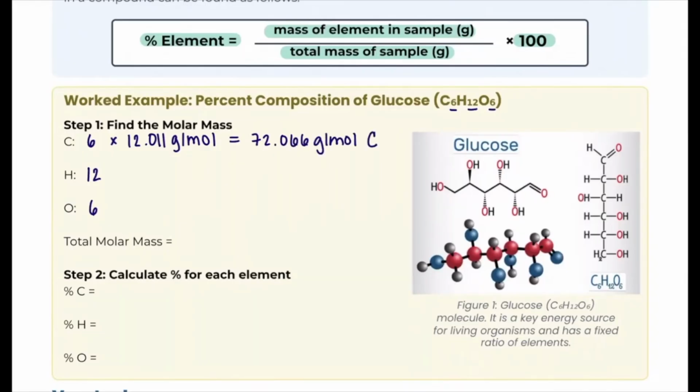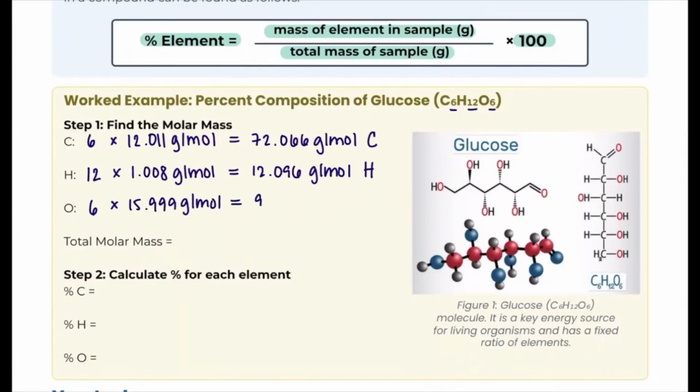On the periodic table, the molar mass of hydrogen is 1.008 grams per mole multiplied by 12 hydrogens, and we end up getting 12.096 grams per mole. And lastly, for oxygen, the molar mass on the periodic table says that oxygen is 15.999 grams per mole multiplied by the 6 oxygens we have present here, and we end up getting 95.994 grams per mole.